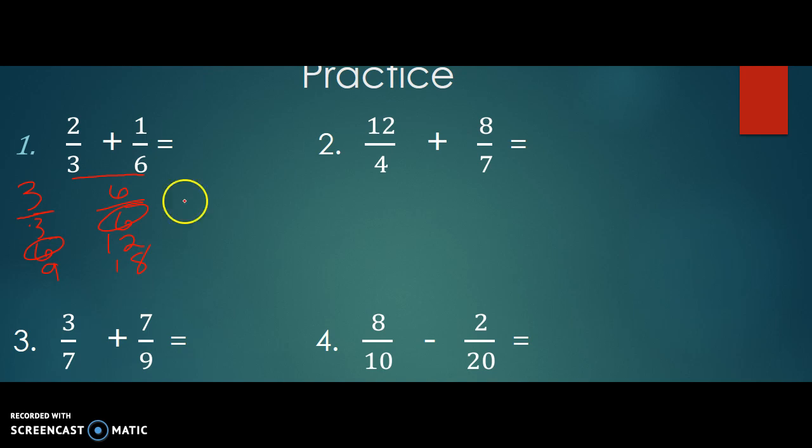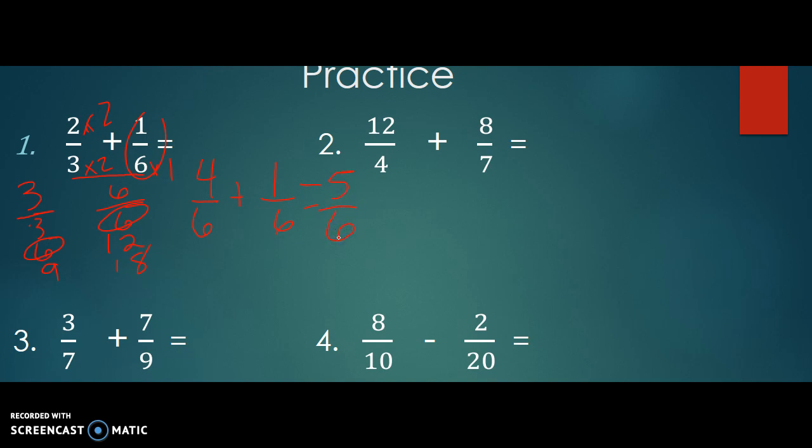All right, 3 times what gives me 6? 2. So what I do to the bottom, I do to the top. 2 times 2 is 4. 6 times what gave me 6? 6 times 1. So really this fraction stayed the same because the denominator that I used was already in place. So I didn't have to do anything to 1/6. Now I'm ready to add. 4 plus 1 is 5 over 6.